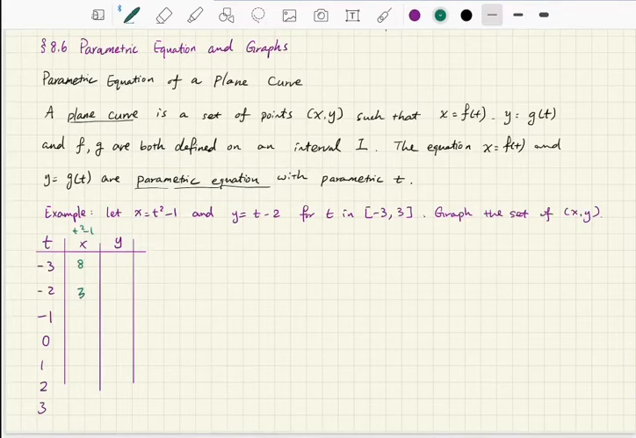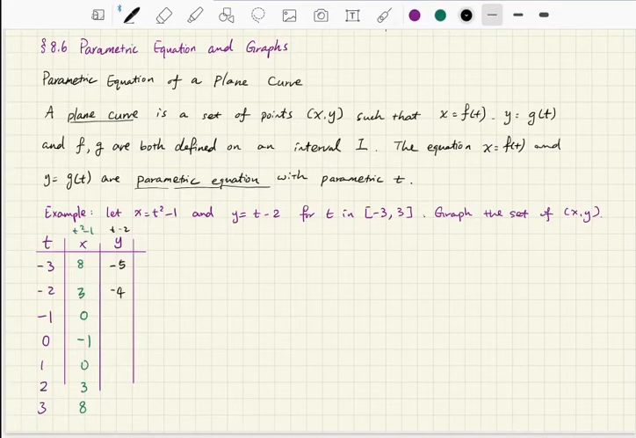When t equals -1, x is going to be 1 minus 1, so 0. And then when t equals 0, x is going to be 0 minus 1, so -1. And then repeating 0, 3, 8. Y is defined as t minus 2. So when t equals -3, y is going to be -5, since -3 minus 2. When t equals -2, y is going to be -4.